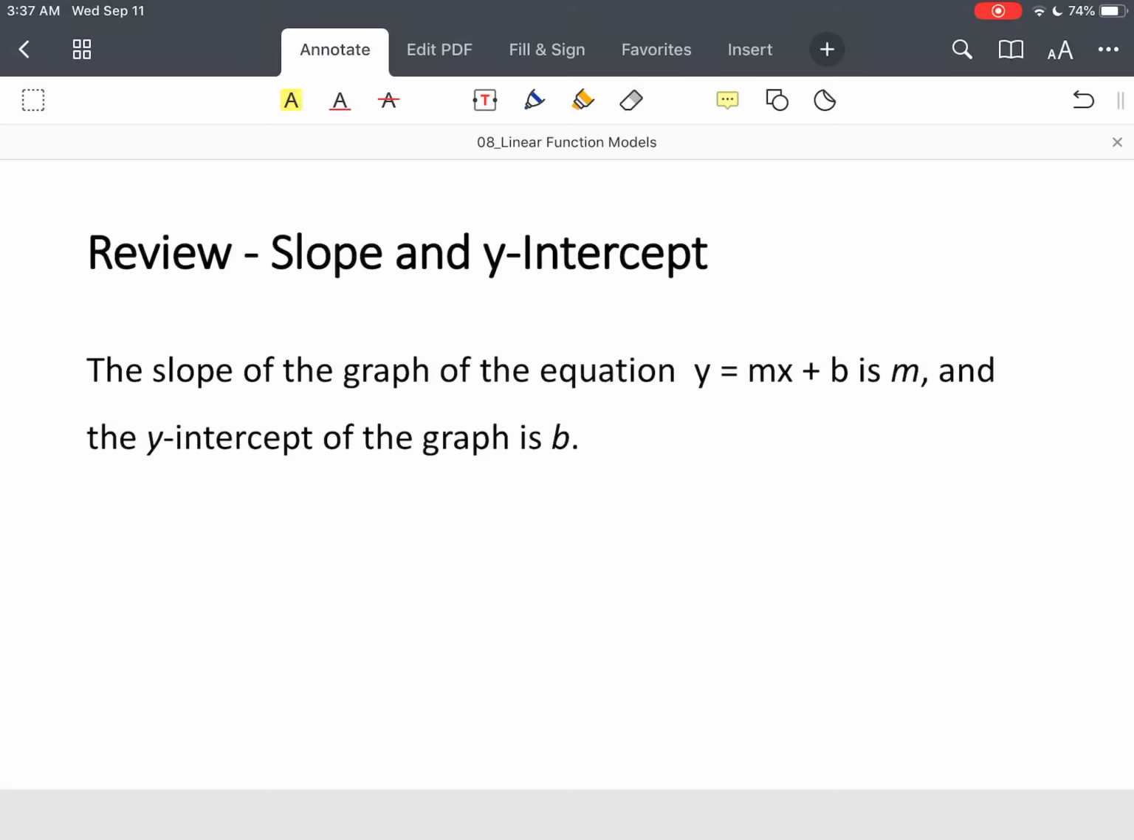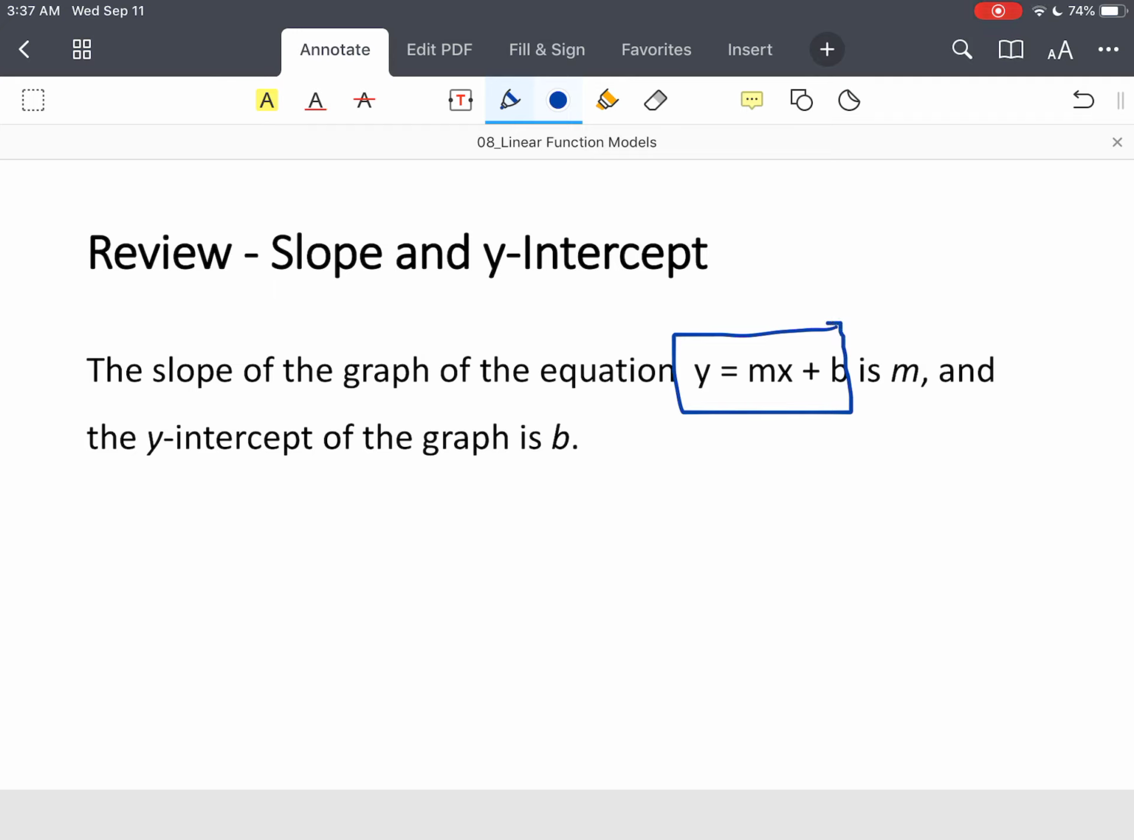Right? So now we're going to put the concept of slope and the definition of y-intercept together. This equation, we call it slope-intercept form: y equals m times x plus b. m is your slope, and b is your y-intercept.